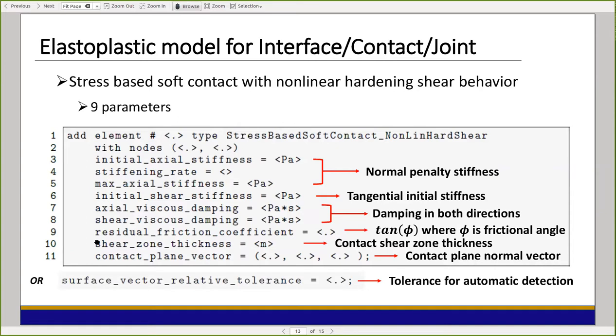We also have a very important parameter, the so-called residual friction coefficient, which is essentially the tangent of the friction angle of your contact interface. There's another parameter called the shear zone thickness, which specifies the thickness of the contact shear zone. And one of the last parameters is also very important. It can be either the contact plane vector, where the user can explicitly specify the normal of the contact plane. And we also have another type of implementation.